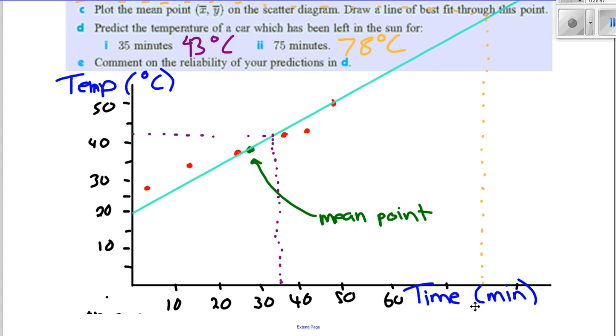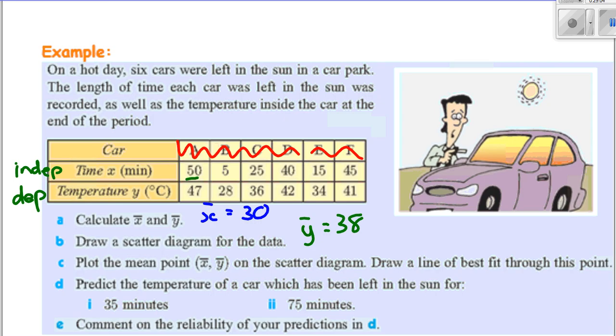So time, and the units are minutes. Put the units, temperature, degrees Celsius. I tend to write exactly what's given to me in the table above. And then you plot your coordinates. So below is what we've done.